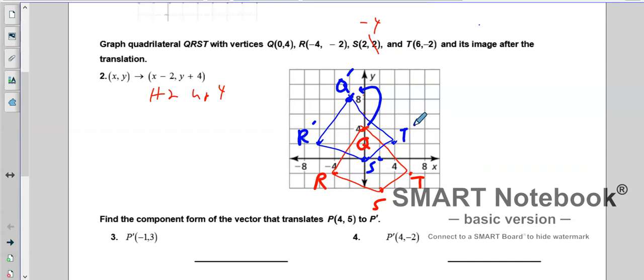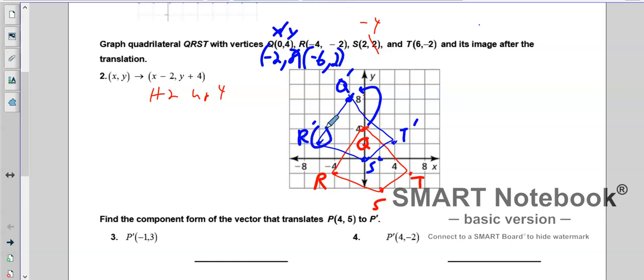Okay. Now, another way to do it is you could just do the math. You could subtract 2 from each x you see and add 4. So 0 minus 2 is -2, and 4 plus 4 is 8, and that's where we ended up, at (-2, 8). And here, -4 minus 2 would be -6. Add 4 here, 4 minus 2 is positive 2, and that's where we ended up, (-6, 2).